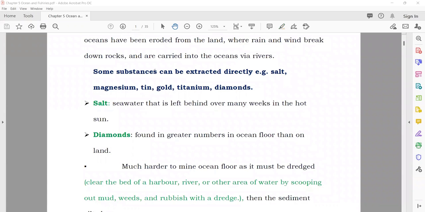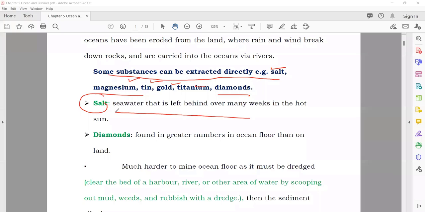Now, the most common things present in the ocean, which you can directly extract, are salt, magnesium, tin, gold, titanium, and diamond. They're also found in the ocean. For example, talk about salt. Salt water is left for many weeks in the hot sun. If you take sea water and put it in an open place, due to sunlight all the water will evaporate, and when the water evaporates, you will find the salt behind. So salt can be obtained from the oceans.